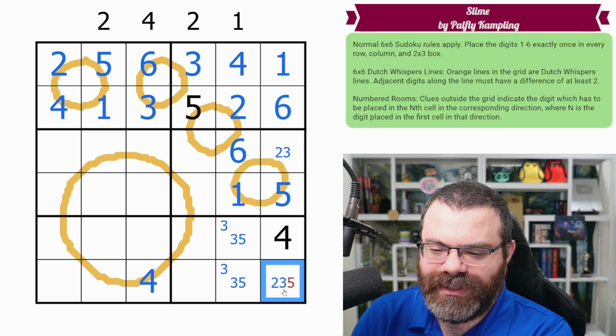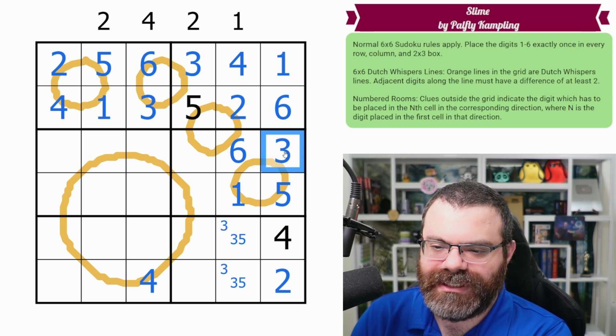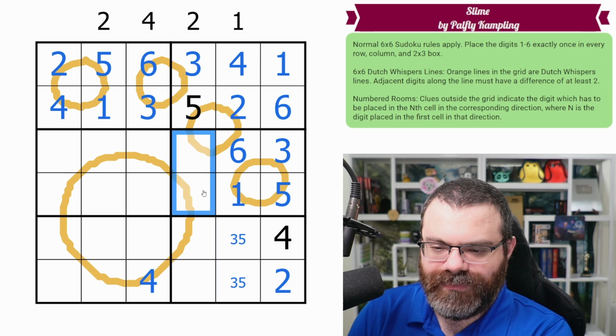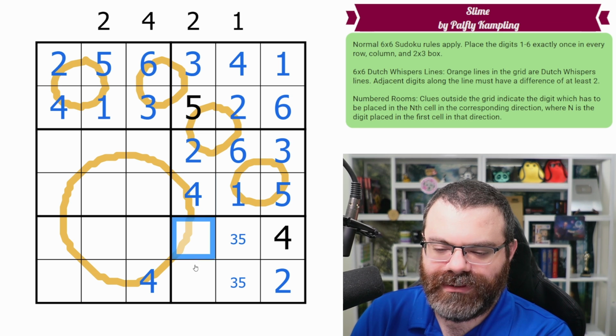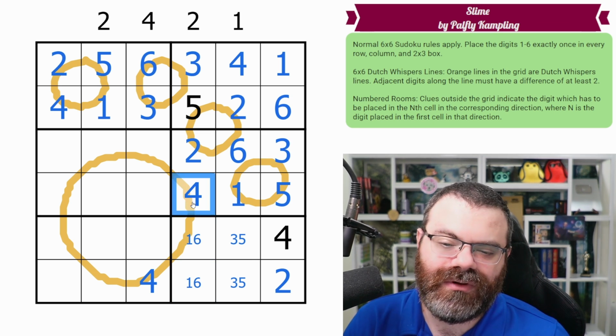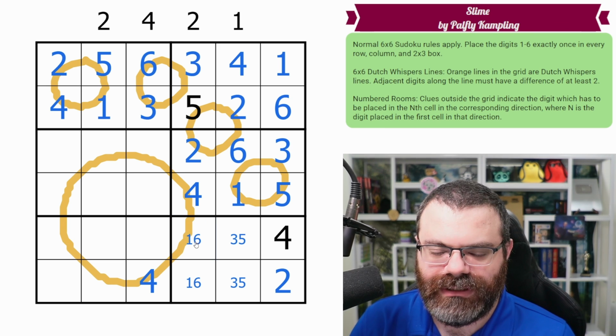So we can clean this up a bit. This 3, 5 pair makes that a 2, which makes that a 3. Nice. Let's finish these boxes. This is 2, 4. 4 can't be next to 5, so that's 2, that's 4. And this is 1, 6. 6 or 1 works next to both of these 4s.